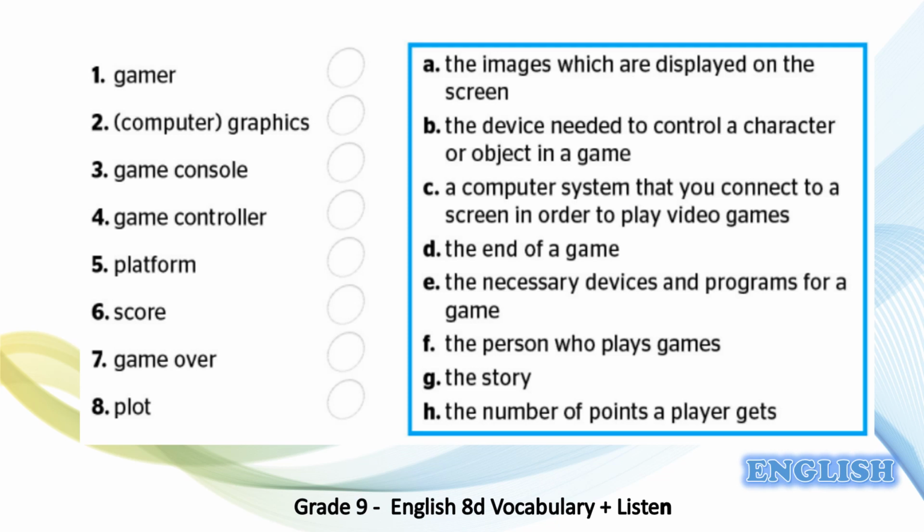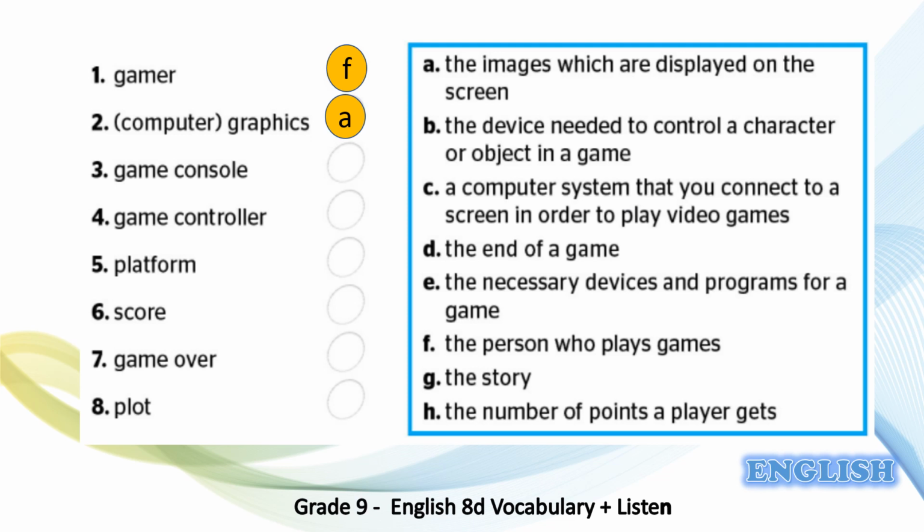Now, let's do number 1. Gamer. What does it mean? What's the definition of gamer? Yes, who can tell me? Excellent. F. The person who plays games. Excellent. Number 2. Computer graphics. Yes, who can answer? Well done. A. The images which are displayed on the screen.